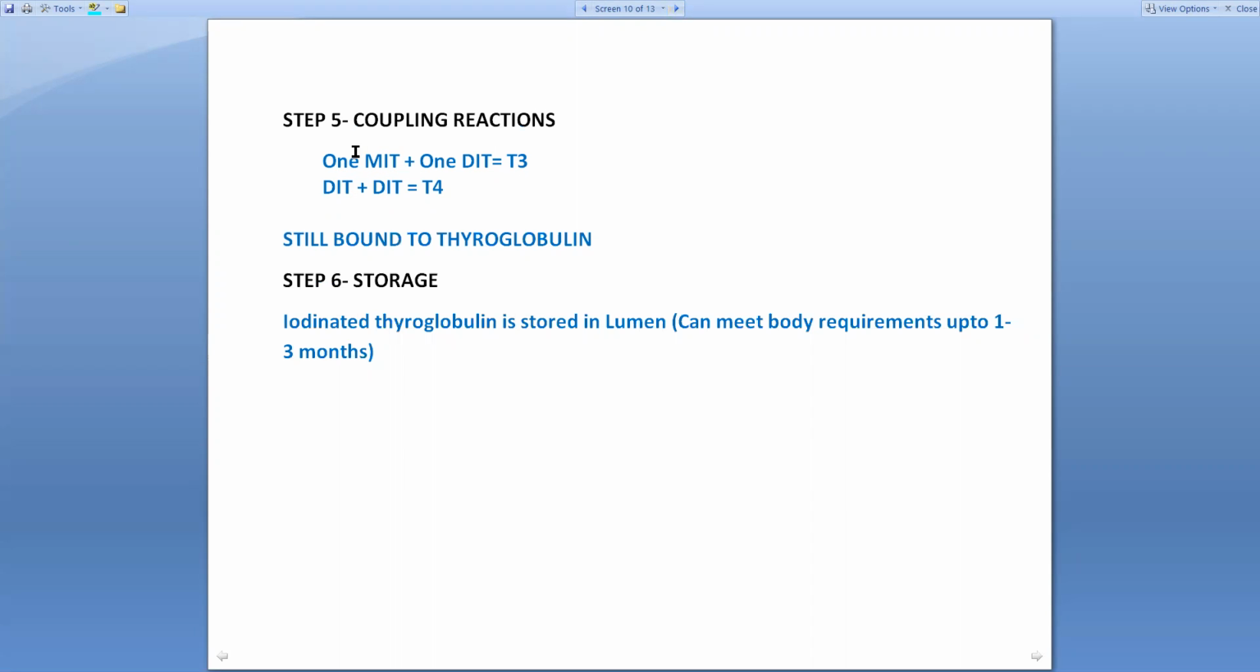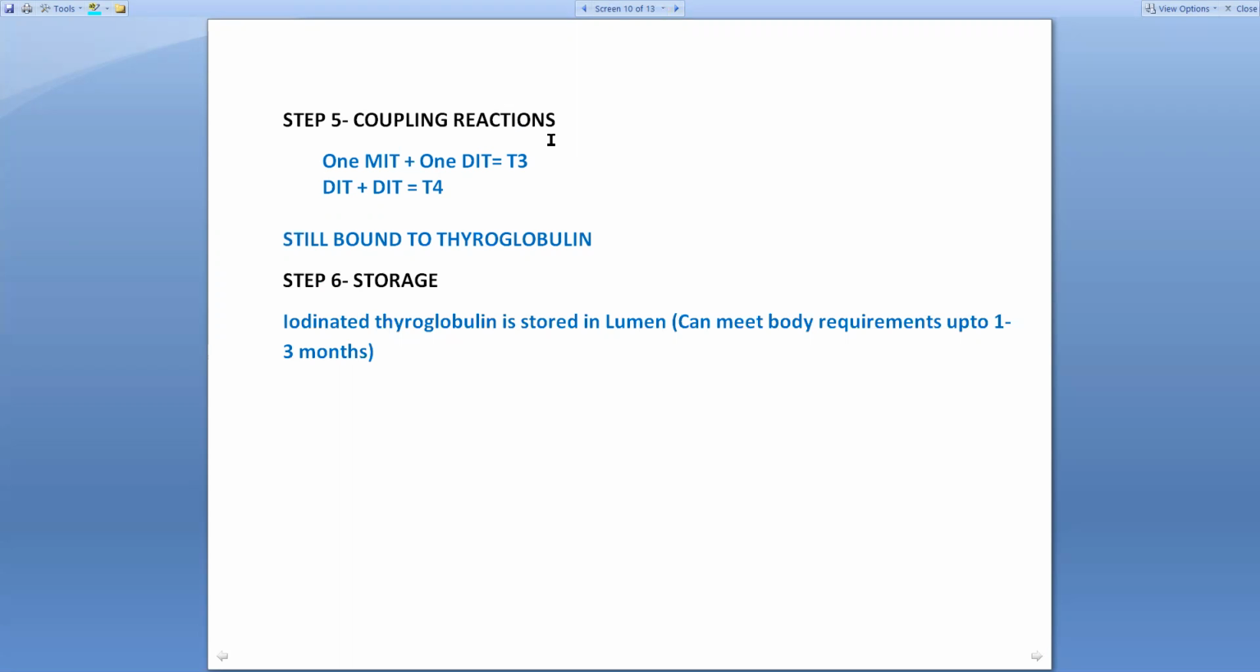One monoiodotyrosine reacts with one diiodotyrosine to form triiodothyronine T3, the more active form. DIT, diiodotyrosine, can couple with DIT to form T4, tetraiodotyrosine, which we also called as thyroxine.